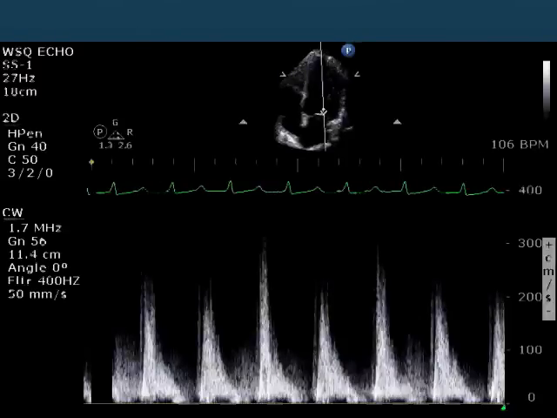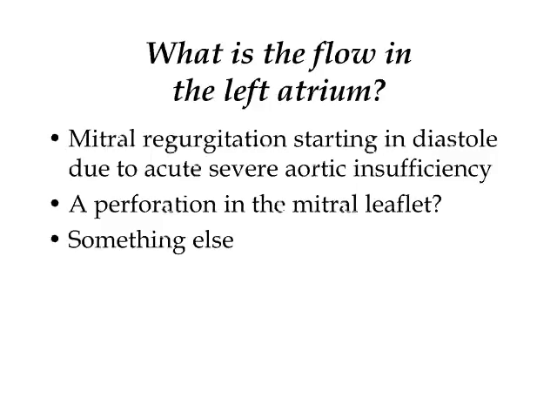What is that? Are we seeing mitral regurgitation in diastole because of the severe aortic insufficiency? Is there a perforation in the mitral valve leaflet due to endocarditis? Do we have endocarditis on 2 valves? Or is something else going on?